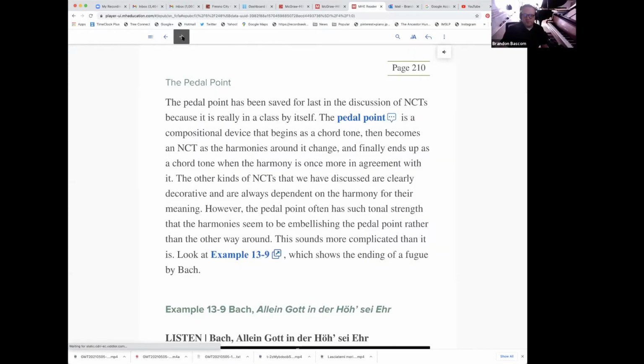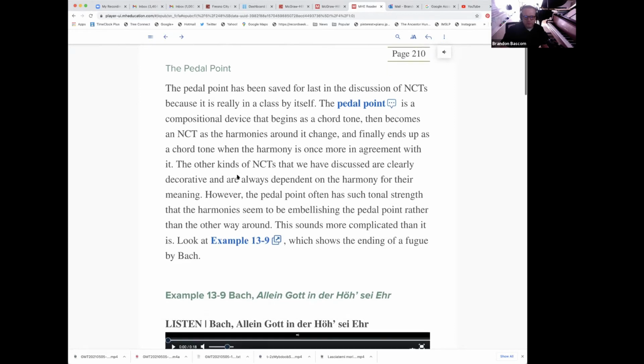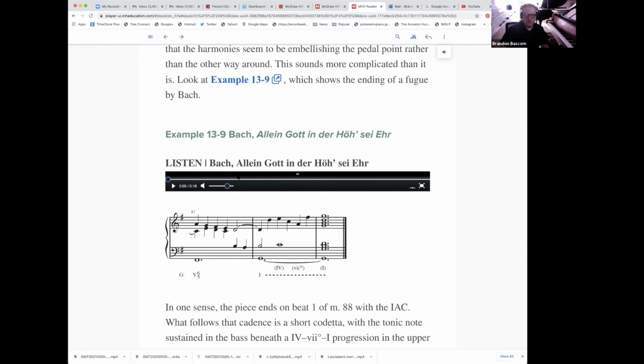Pedal point. It's really in a class by itself. That's why we saved it for last. Pedal point is a compositional device that begins as a chord tone, then becomes a non-chord tone as the harmonies change around it, and then ends up as a chord tone when the harmony is once again in agreement with it. Example 13-9.